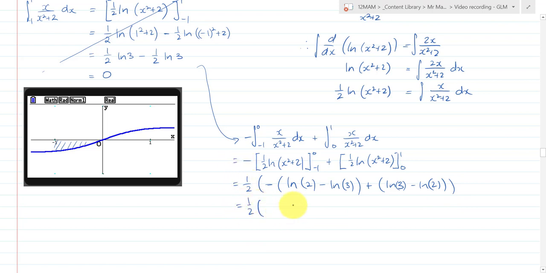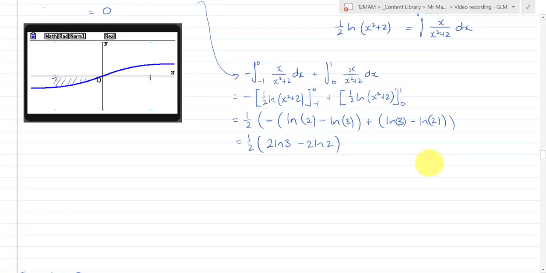a half. I've got positive log of 3 twice, so I've got 2 log 3 and then minus 2 log 2, and I can do some simplifying here, so let's just be a little bit careful. First of all, the halves work out quite nicely, so I get log 3 minus log 2, and then I can do log of 3 over 2, and that's my exact value. I'm going to leave it as that.